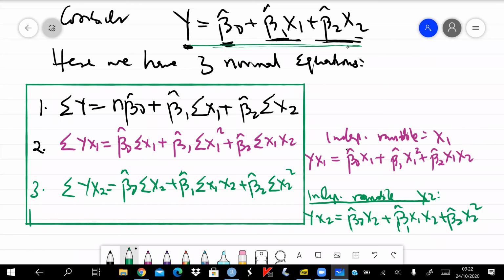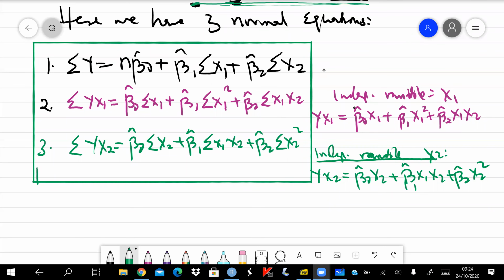If you had three independent variables, you will continue like that. You take the first independent variable, multiply everywhere, then sum. The next normal equation, you take the second independent variable, multiply everywhere, then sum. You continue until you are done with all the independent variables. But the first normal equation, as you've seen, you just sum up the terms of the original equation, and each item is summed up n times because the size of your sample is n. Any question there? Let me know if there's any question.